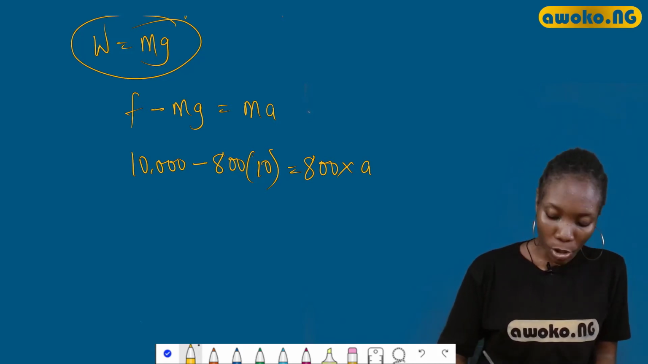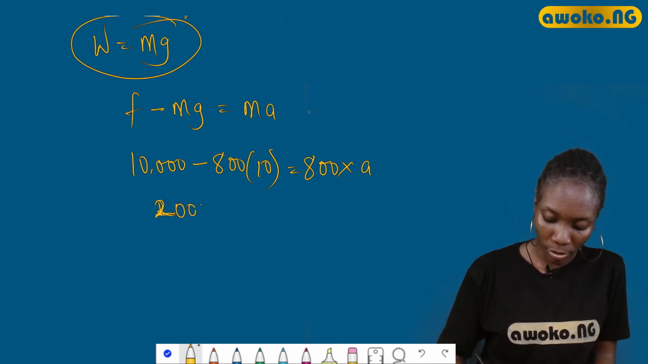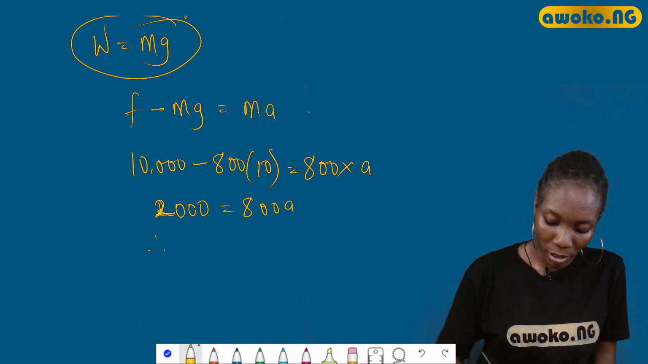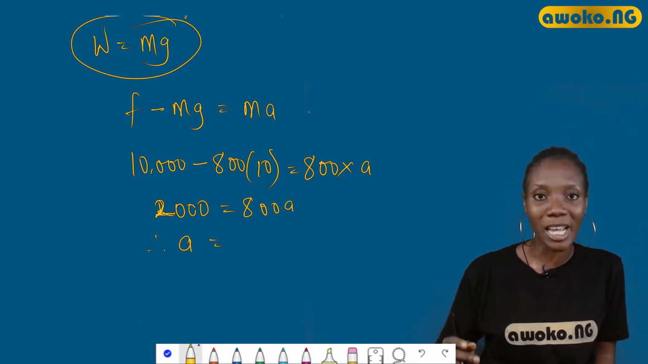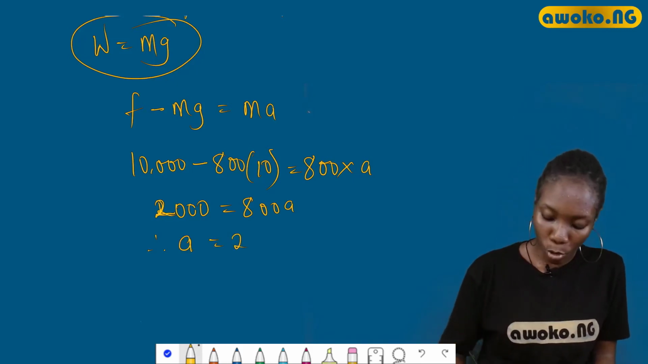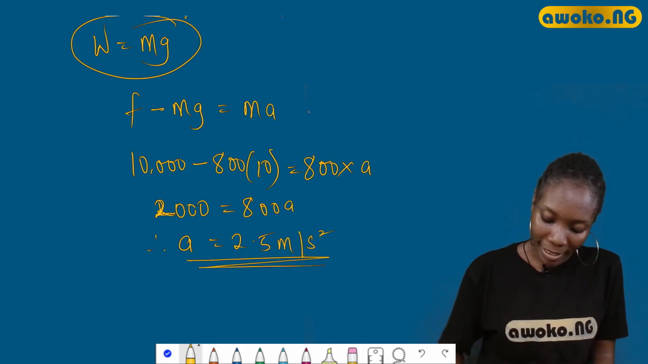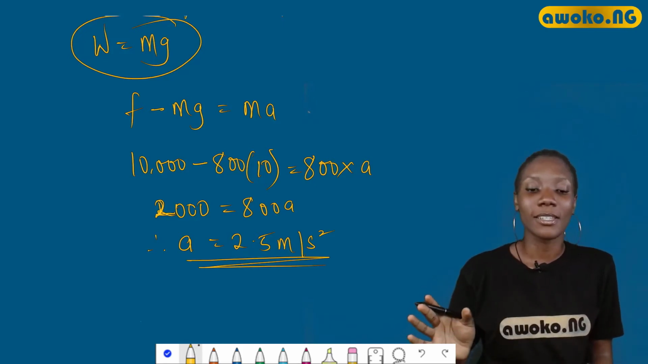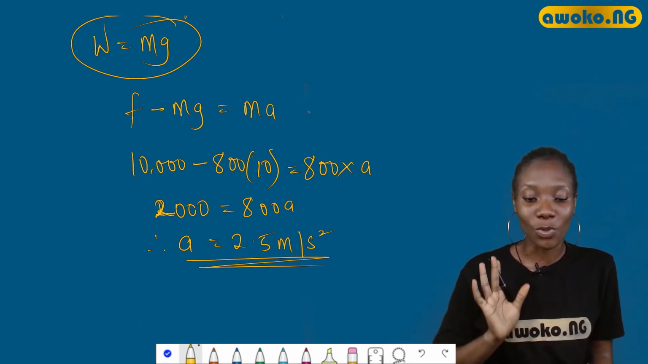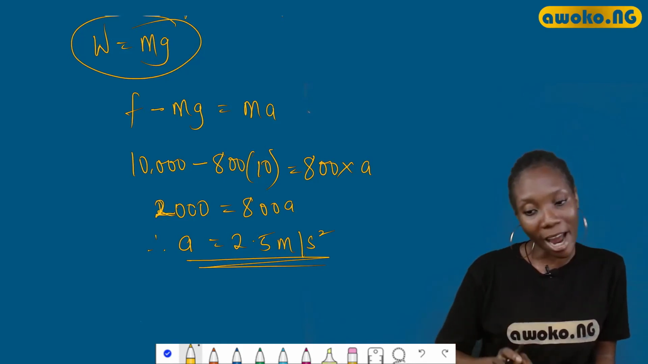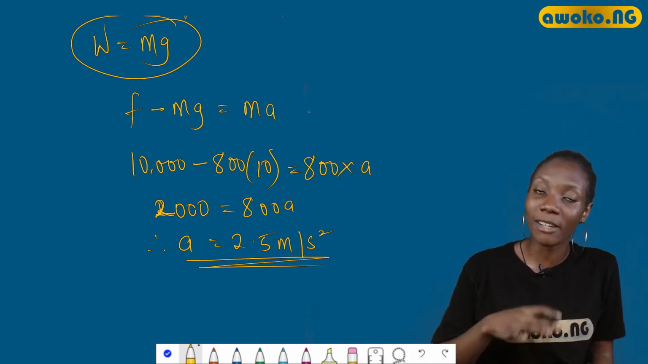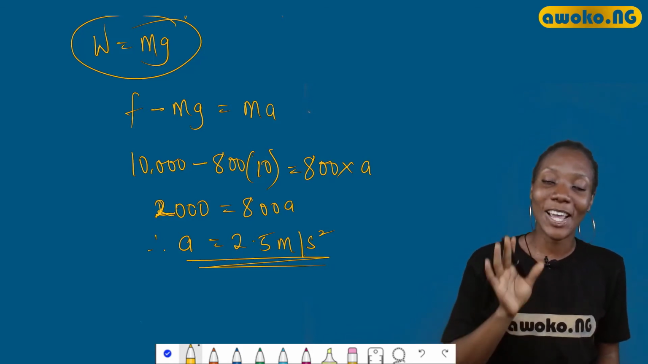If you solve this, you're going to get 2,000 equals 800a. So when you divide both sides by 800, you get a to be 2.5 meters per second square. And that is that. See how straight to the point it was. You just used your free body diagram to show the forces acting on the object, and voila, you have gotten your answer.